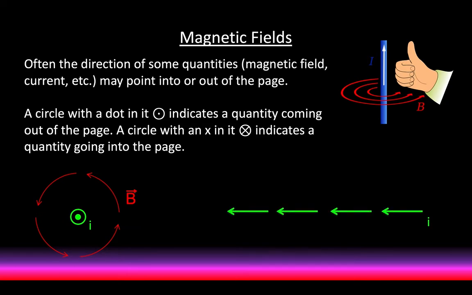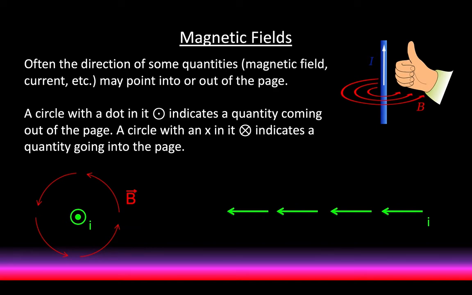Now, let us suppose we have a wire that is in the plane of the computer screen and current in the wire is flowing to the left. Well, what direction is the magnetic field going to be pointing? Take a moment, think about it, see if you could come up with an answer.